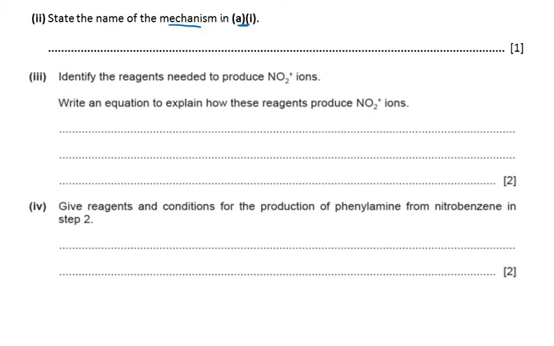So now we need to understand that all the reactions of benzene are just electrophilic substitution reactions or mechanisms. So that's our answer for 1 mark. Next, identify the reagents needed to produce nitronium ions. Write an equation to explain how these reagents produce nitronium ion.